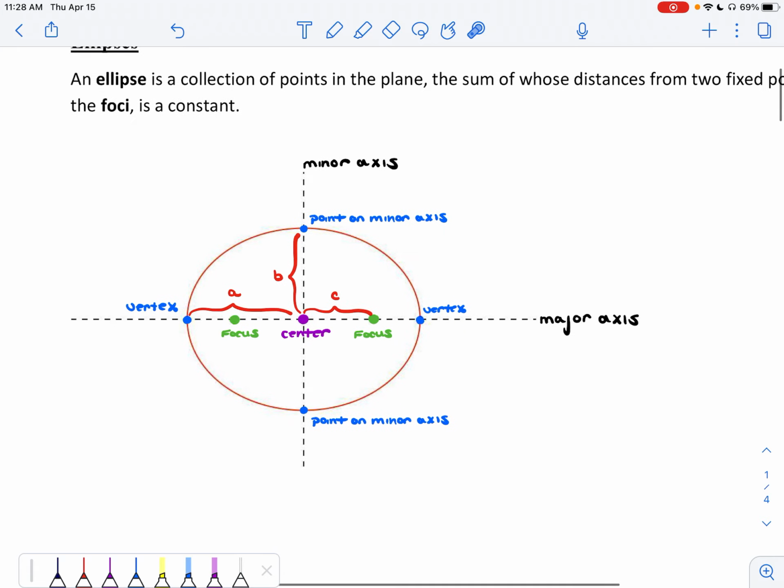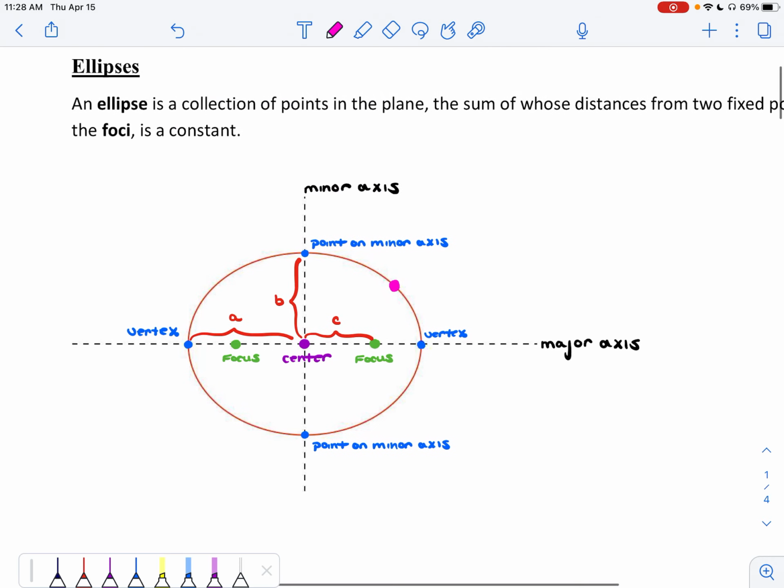So basically what that's saying is that if we have some point out here in the plane, then the distance from that point to each of these foci, if you take the sum of those distances, it's going to be the same for any point that you pick on the ellipse. Okay. All right, so the important part for us though is just all the different features that we're going to look at in terms of the ellipses.